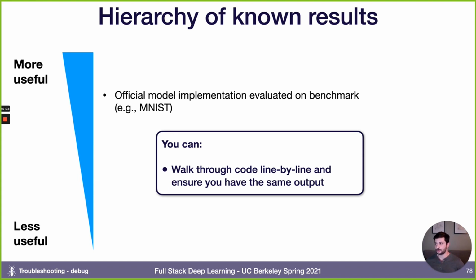If you can't evaluate the official model implementation on your data set or a data set that's like yours, then you can try comparing to the implementation on a benchmark data set like MNIST. This still lets you walk through the code line by line, but the numbers you're getting on MNIST don't really tell you much about how well your model is actually doing, because pretty much everything does well on MNIST.